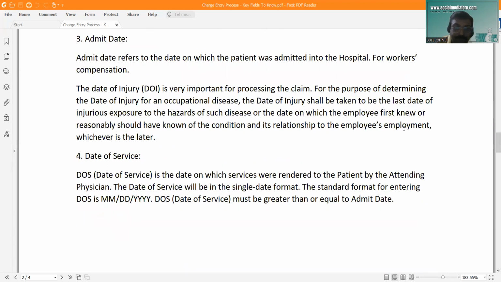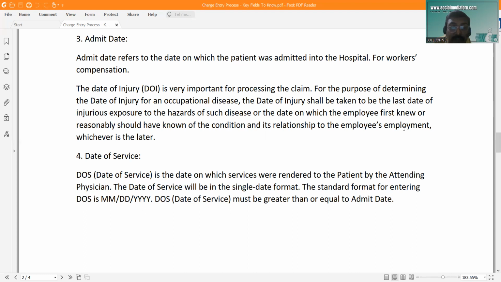Admit date. Admit date refers to the date on which the patient was admitted into the hospital. So only when the patient is admitted in the hospital is it called the admit date. Okay, so it's different from date of service. And another term which is used for workers' compensation is the date of injury. That's very important for processing claims in workers' compensation. We look at that as well. Date of injury, DOI, is very important for processing the claim.